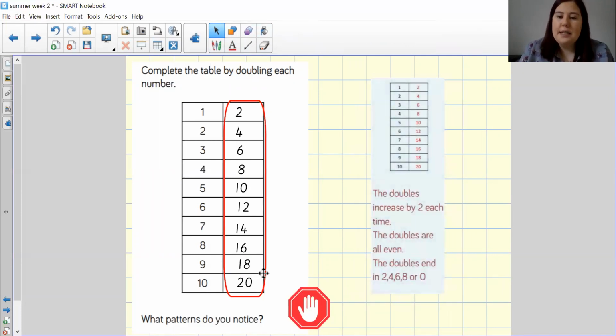Also, what you notice is that all of the numbers are even numbers, and they end in 0, 2, 4, 6, or 8, okay? So the last digit of every number ends with an even number. So well done if you noticed that pattern at home.